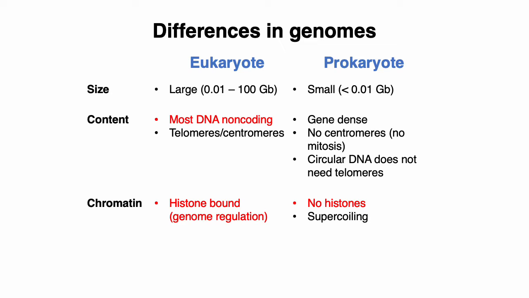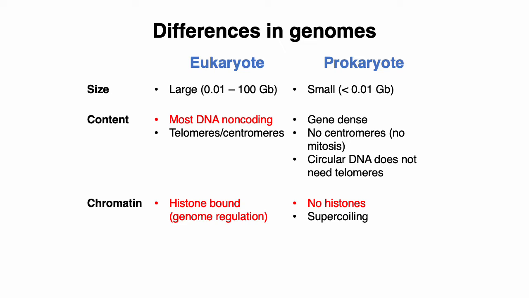At a very macroscopic level, if you compare eukaryotic versus prokaryotic genomes, they differ pretty widely in terms of size. Eukaryotic genomes tend to be much bigger than prokaryotic genomes. In eukaryotes, a lot of the DNA is non-coding. For example, in the human genome, something like 98% of the genome is non-coding, and there tend to be a lot of structures like telomeres or centromeres in them.